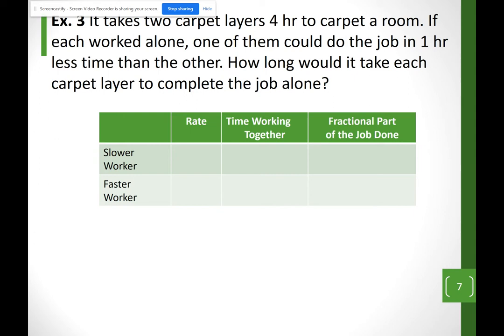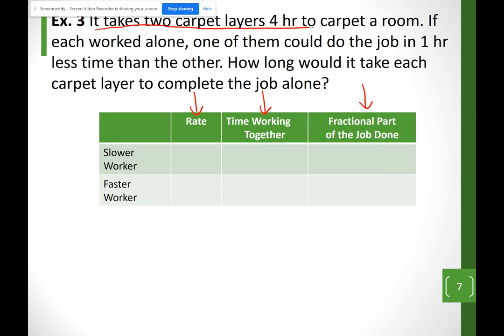Okay, now let's take a look at this other type of question. It takes 2 carpet layers 4 hours to carpet a room. If each worked alone, one of them could do the job in 1 hour less time than the other. How long will it take each carpet layer to complete the job alone? Okay, so let's see. We're going to talk about a rate, the time working together, and fractional part of the job done. How much of the work did each of them do?